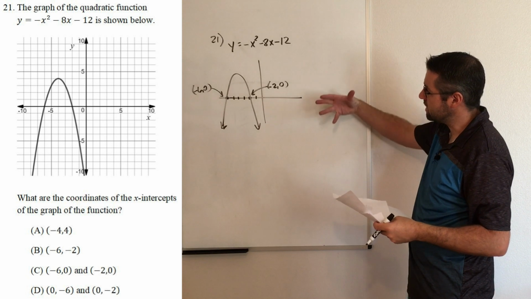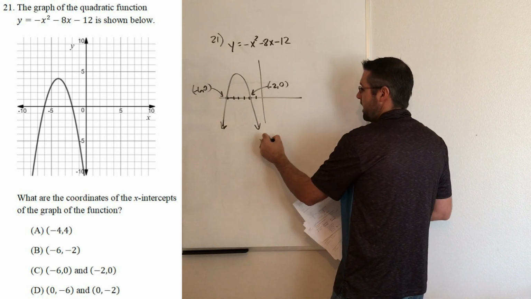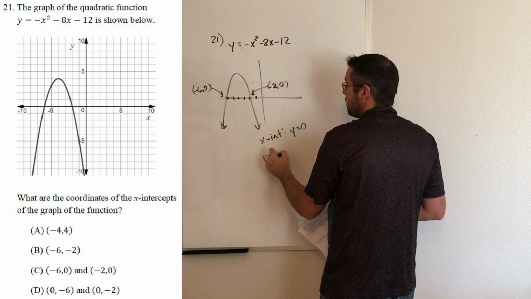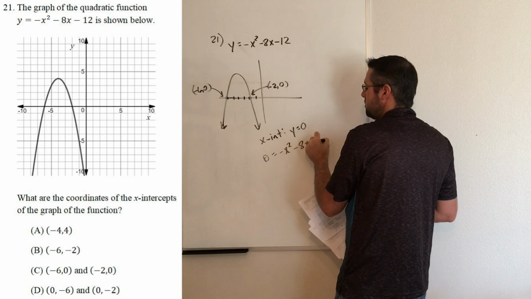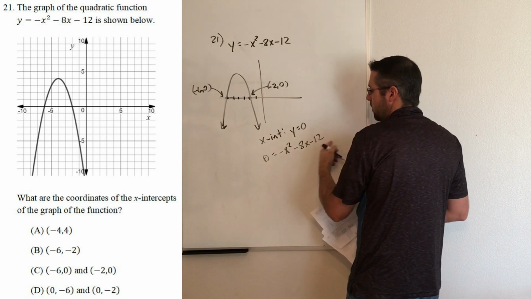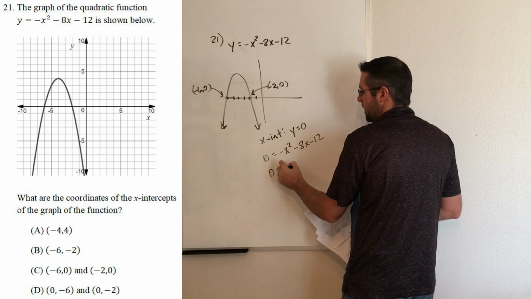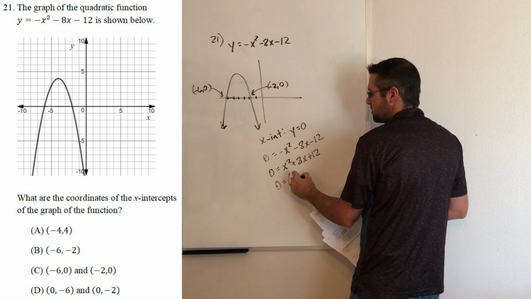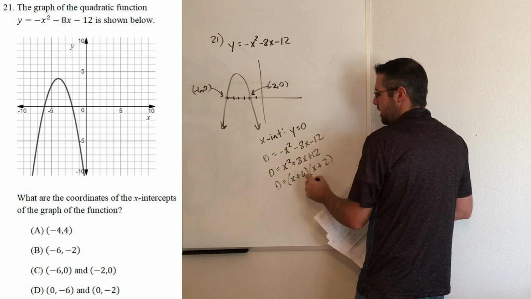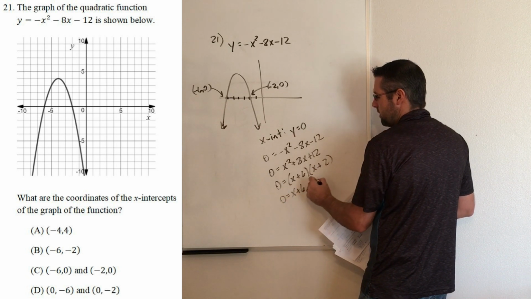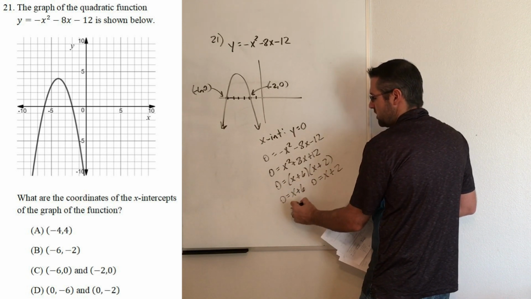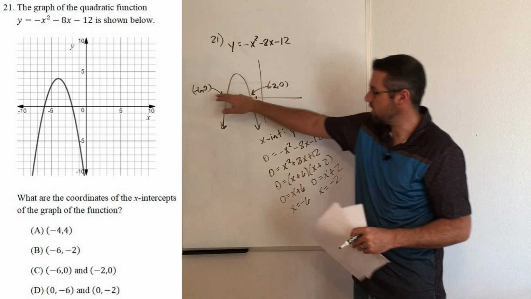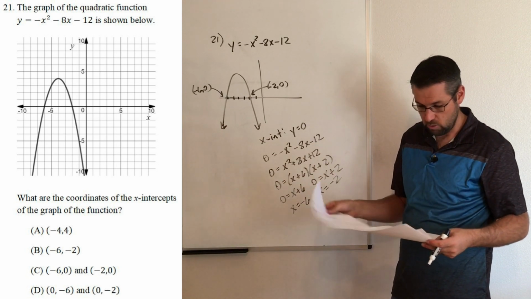If we were to do this analytically, to find the x-intercepts, remember the x-intercepts are when y equals 0. So we would just set y equal to 0 and then solve that equation. I don't like the negative there, so I'm going to divide both sides by negative 1. So we get x squared plus 8x plus 12. And then I'm going to factor that, so that becomes x plus 6 and x plus 2. Then we'll set each of those equal to 0 by the zero product property and solve each of those. So x equals negative 6 and x equals negative 2. And then we write them as coordinates, so these are the answers for number 21.